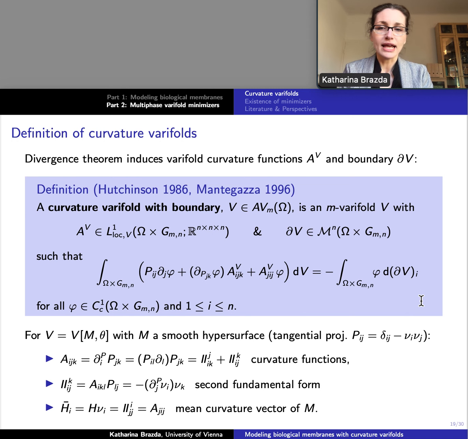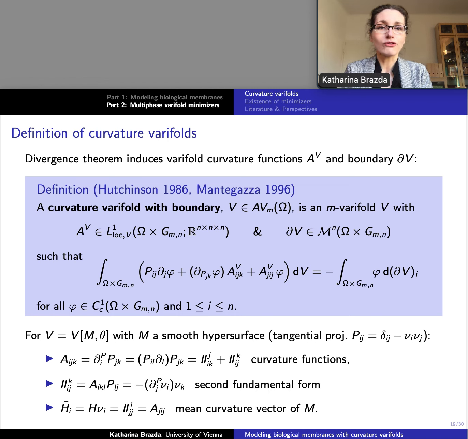And in the case of an integral varifold supported on a smooth hypersurface M, one recovers the classical extrinsic curvature variables by these formulas. So in particular, from A you recover the second fundamental form and so on. And let me note that on this slide, I've written all formulas using summation convention. That is, one has to sum over every index from 1 to the dimension if that index occurs twice.